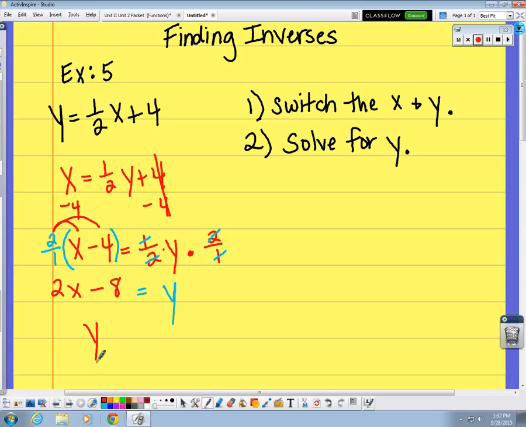And you could, if you wanted to at that point, rewrite it as y equals 2x minus 8. On the test, they're going to rewrite it with y at the beginning. Equals whatever equals.